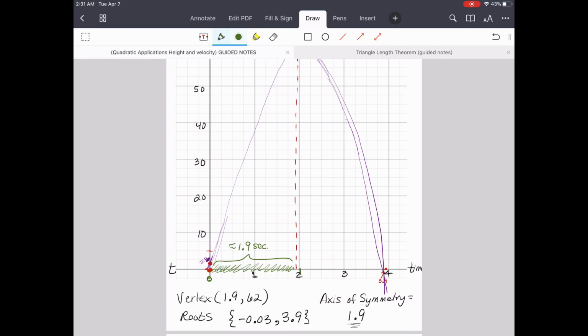And then if we want to figure out the entire length of time the football was in the air, that is going to be the distance from 0 to the positive root right there. And we figured out that positive root was around 3.9 seconds. And so that's pretty much the answer. So the ball was in the air for around 3.9 seconds. It reached its halfway point, its maximum height, at 1.9 seconds.